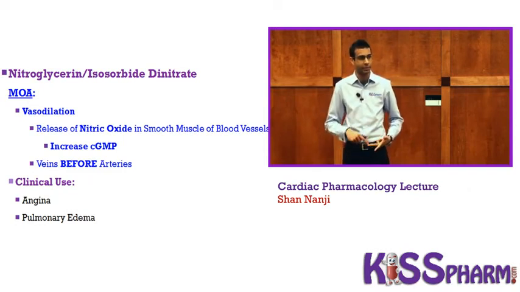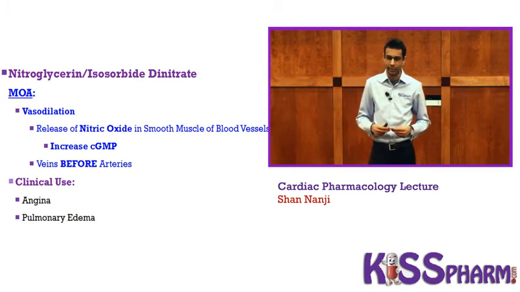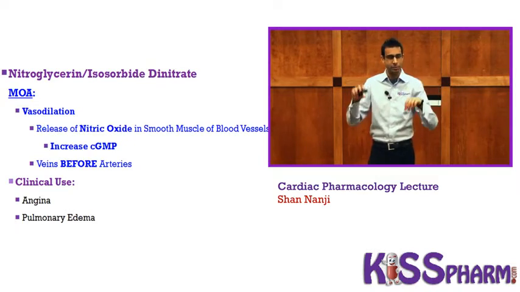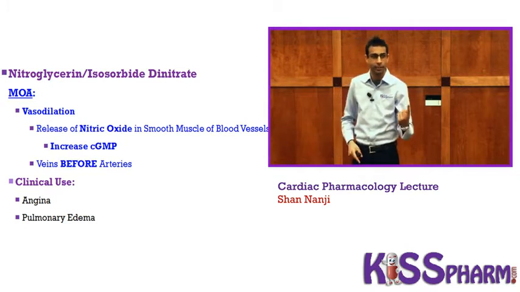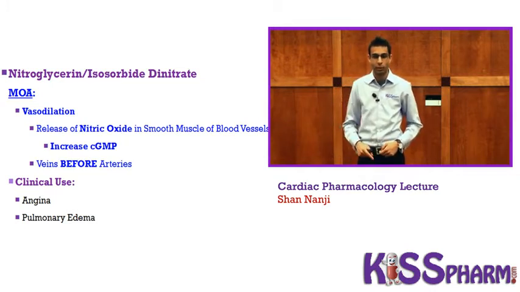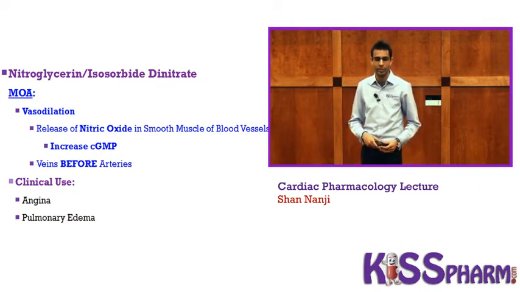All of these antihypertensives, 9 out of 10 of them, work via cyclic GMP, the parasympathetic system. So these drugs increase cyclic GMP and they dilate your veins before your arteries. What do they dilate first? Veins. Before your arteries. What happens first? Veins. Second? Arteries. So veins before your arteries, and we use them in angina and pulmonary edema.